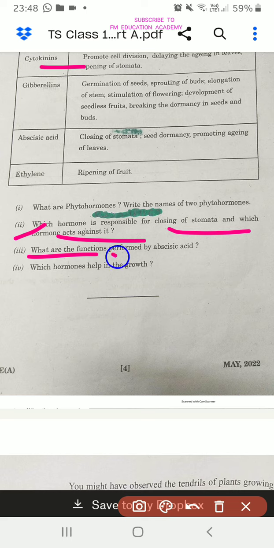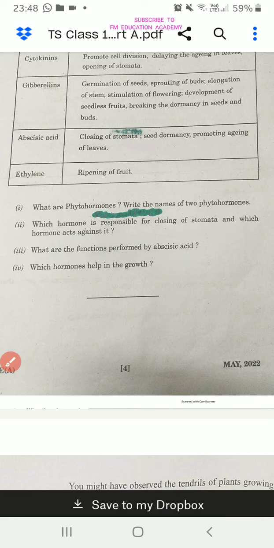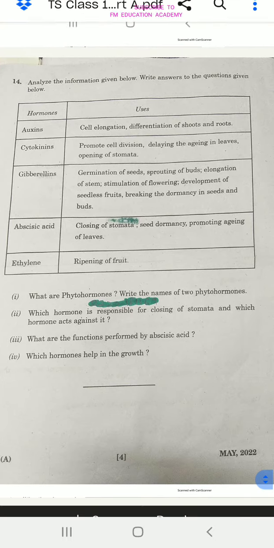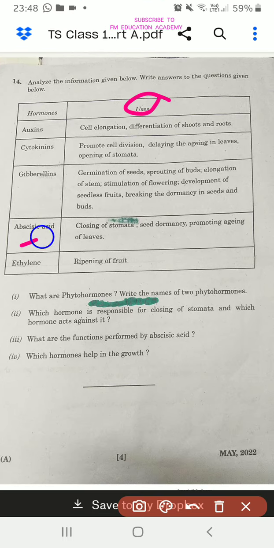Third bit is, what are the functions performed by abscisic acid? So already functions are written here. See, uses or functions both mean the same. The functions performed by abscisic acid are closing of stomata, seed dormancy, promoting aging of leaves, that you could have written.